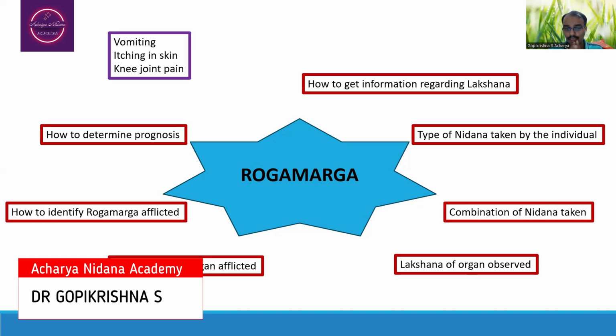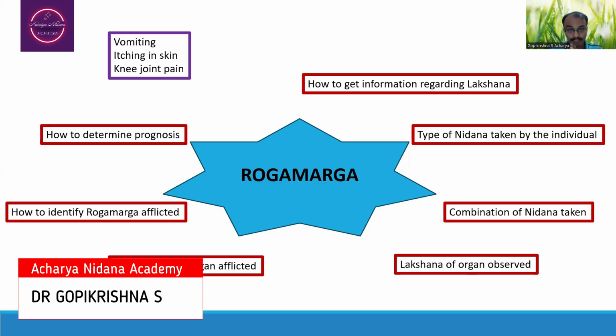First of all, let us have three different presenting complaints here: vomiting, itching, and knee joint pain. Whenever you think about it, there are around seven points here. How we are going to look into each of these presenting complaints has to be known. Then only can we say how this information will be helpful in moving further. So, how to get the information regarding this particular lakshana or presenting complaint.